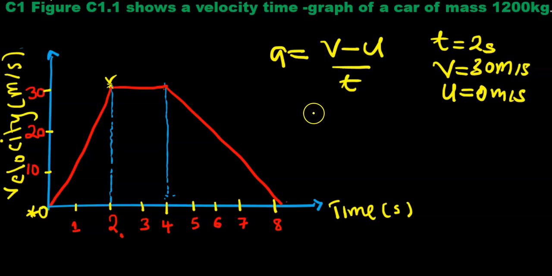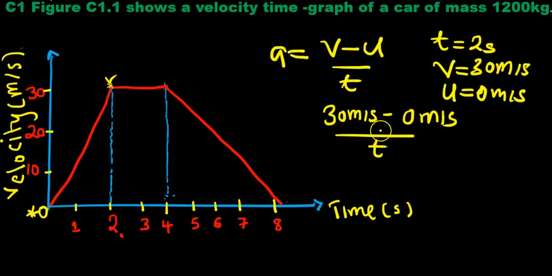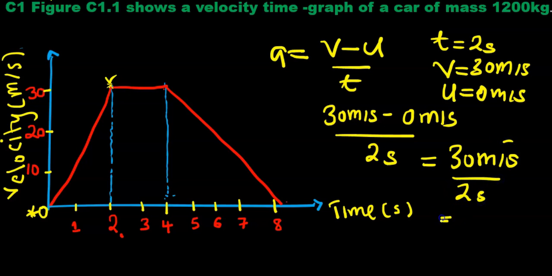Applying in the formula, we are going to have a final velocity which is 30 meter per second minus the initial, which is 0 meter per second, divide the time that we have is 2 seconds. The change in velocity is 30 meter per second. Divide 2 seconds. And therefore, the acceleration here is 15 meter per second square. The units of acceleration is meter per second square. So this is the answer to the first question. Okay, that is calculate the acceleration in the first 2 seconds.